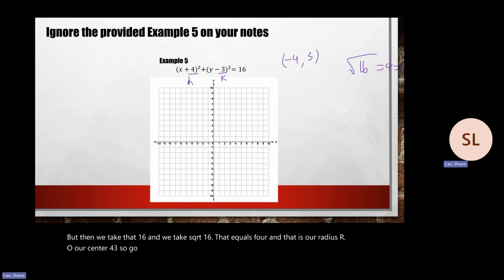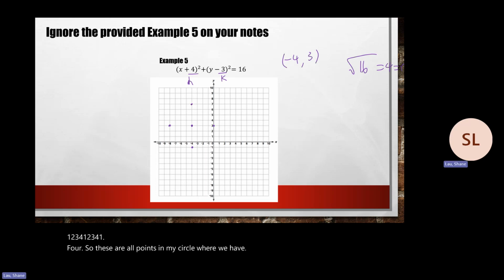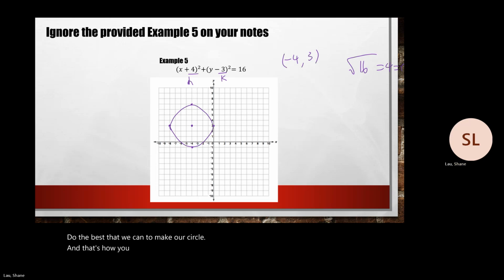So go to negative 4, 3 units right there. And go up 4 units, and left, right, and down as well. So 1, 2, 3, 4. 1, 2, 3, 4. 1, 2, 3, 4. 1, 2, 3, 4. So these are all points in my circle where we have that straight line of distance rather than a diagonal. And we're just going to do the best that we can to make our circle. And that's how you graph a circle. And that's it.